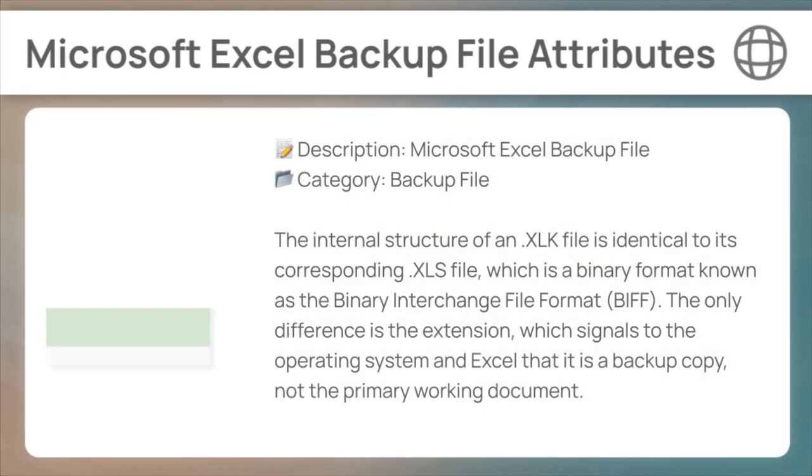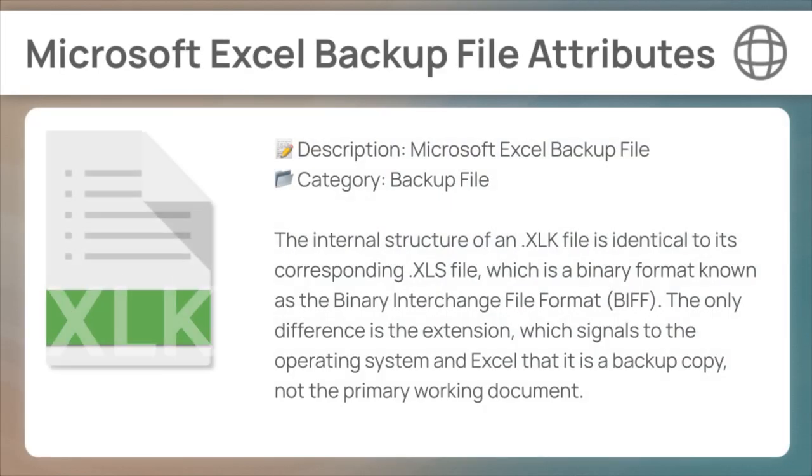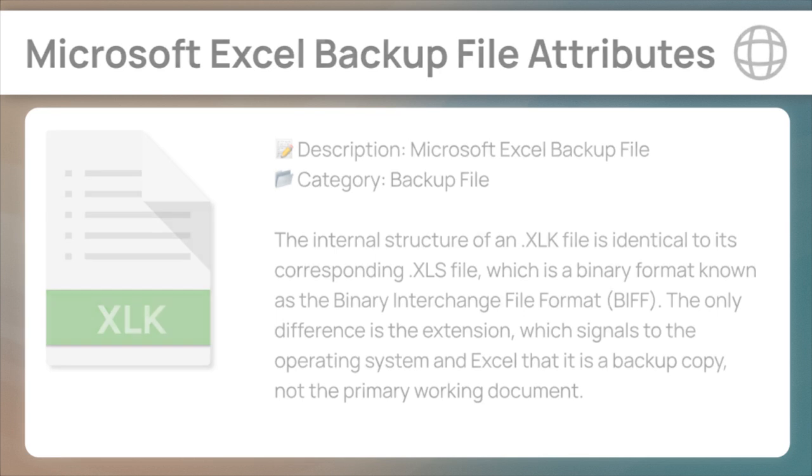The internal structure of an XLK file is identical to its corresponding XLS file, which is a binary format known as the Binary Interchange File Format, BIFF. The only difference is the extension, which signals to the operating system and Excel that it is a backup copy, not the primary working document.